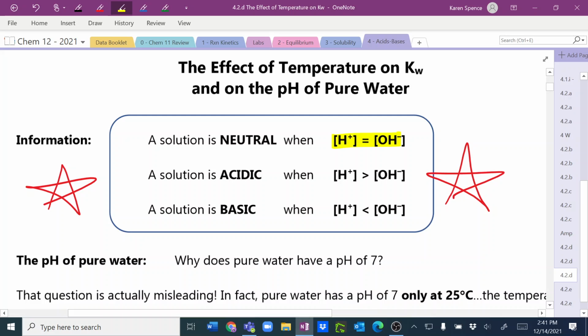A solution is acidic when you have more hydrogen. And a solution is basic when you have more hydroxide. And you're like, why are you telling me this? It is so simple. And yet, by a magic trick, I will make you forget this by the end of this lesson. Ooh. You might not believe me, but it worked in period 3, so we'll see.